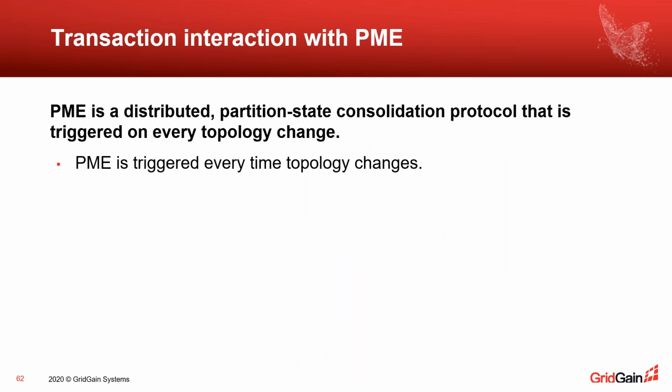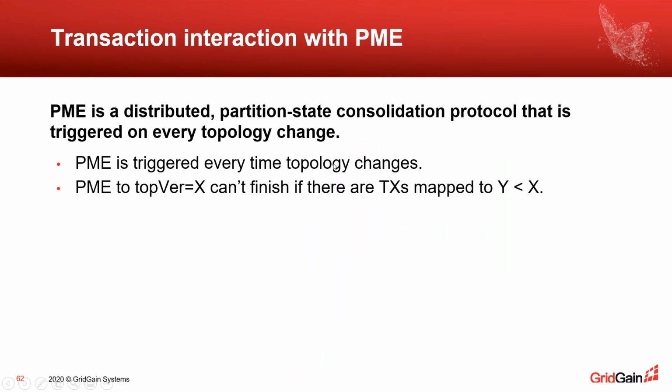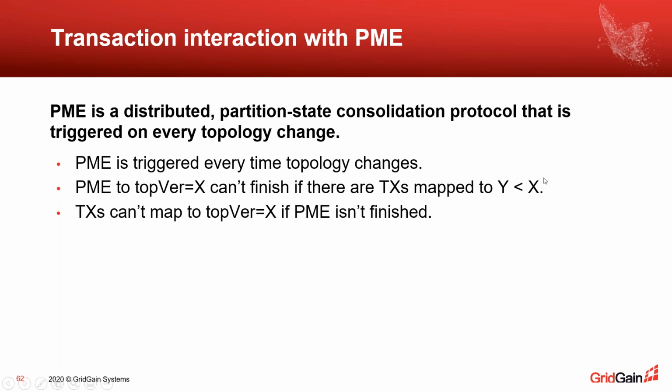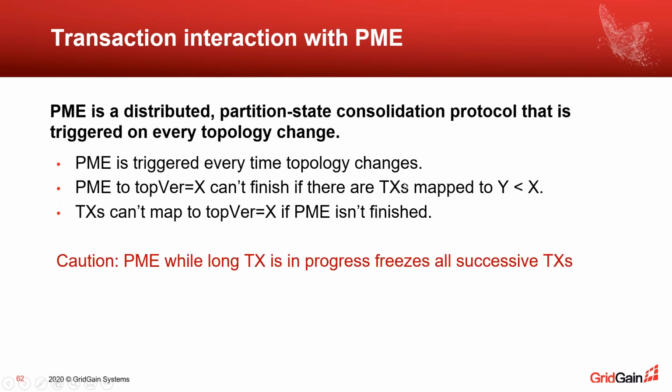They will, of course, still be operating, but you may experience some latency increase when your topology is changed. So to sum it up, partition map exchange is triggered every time the topology changes. Partition map exchange to version X can't finish if there are transactions mapped to version Y that is less than X, and transactions can't map to topology version X if the partition map exchange linked to version X is not finished. So here's the caution: partition map exchange, while long transactions are in progress, will freeze all successive transactions. It will freeze them until the whole exchange procedure is completed.